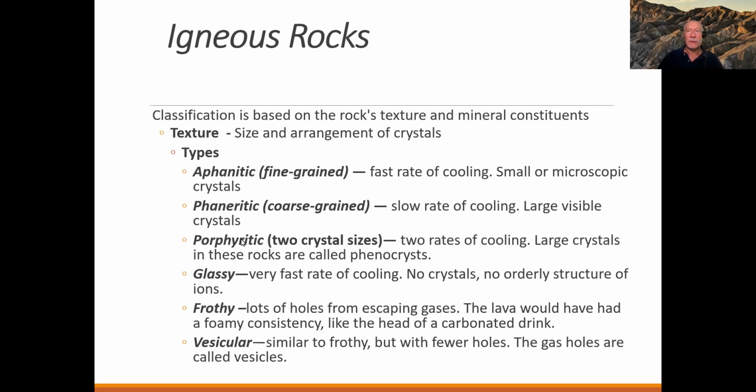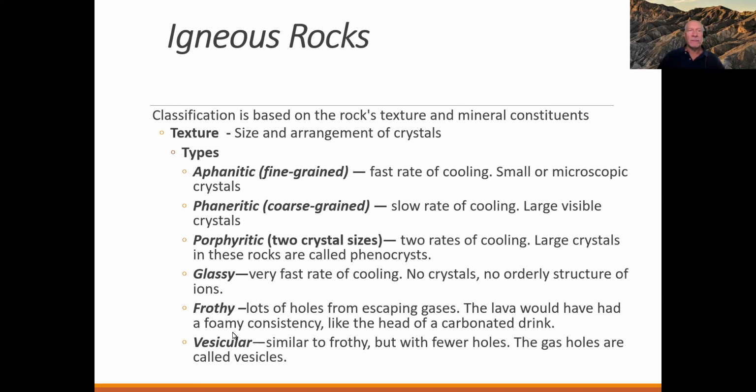Porphyritic has two crystal sizes: large, easily visible crystals set against a background, what we call a groundmass, of aphanitic crystals, very tiny or microscopic. The larger crystals are called phenocrysts. And then glassy is where we have no crystals. We can look at it under a microscope and we're not going to see any crystals at all. It cooled too rapidly for the anions and cations to arrange themselves into crystals.